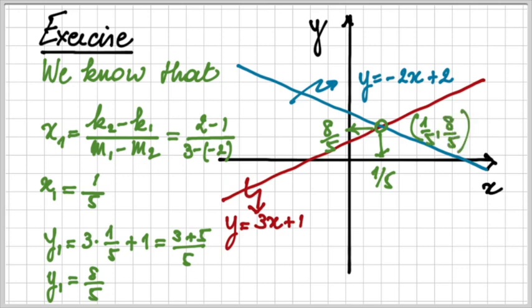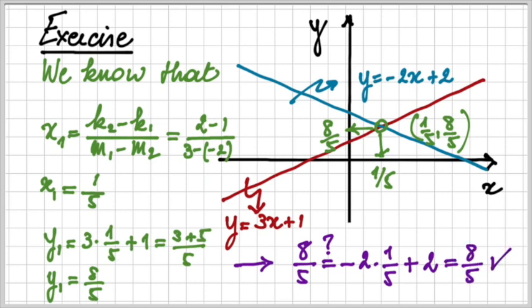So we have the coordinates here, and the next thing to do is the control. So we bring those 2 points in the second equation. On the left-hand side we have y, which is 8 divided by 5, and is this equal to minus 2 times x, 1/5, plus 2. And when we do the calculation, we see that at the right-hand side we also find 8/5, which is basically the proof that we have found the correct intersection point because it's on both lines.